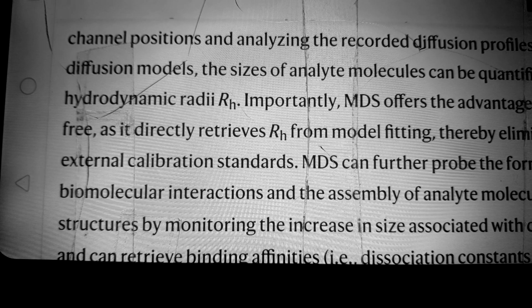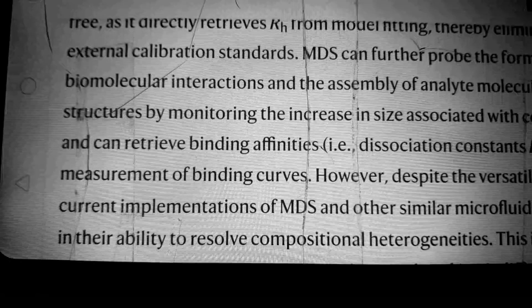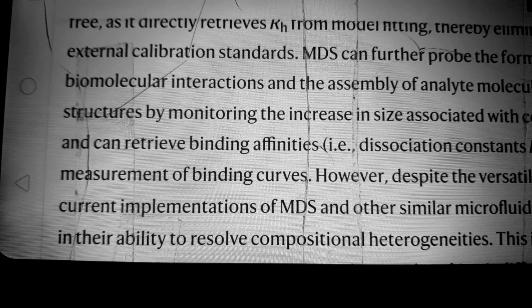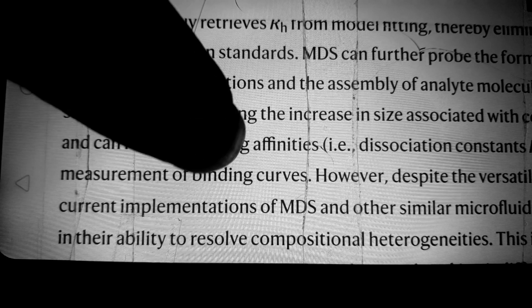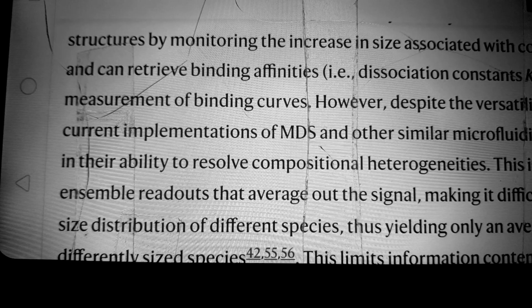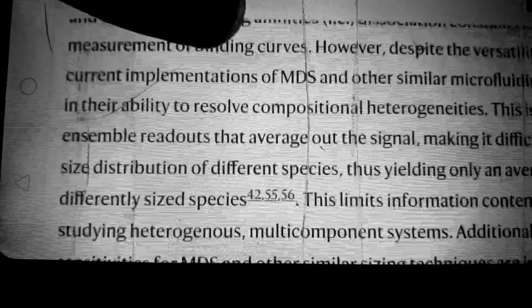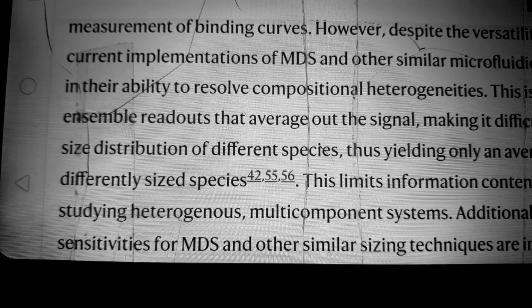MDS can further probe the formation of biomolecular interactions and the assembly of analyte molecules into higher order structures by monitoring the increase in size associated with complex formation, and can retrieve binding affinities, that is, dissociation constants, KDs, through measurement of binding curves. However, despite the versatility of the approach, current implementations of MDS and other similar microfluidic methods are limited in the ability to resolve compositional heterogeneities.